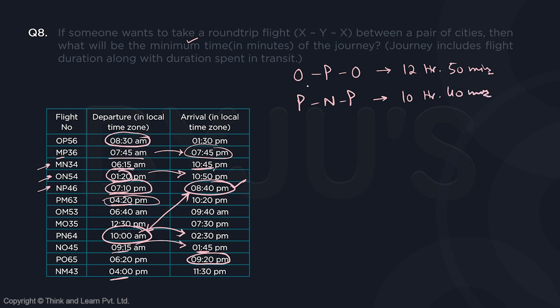So two of the flights I have written. Three of them we have already rejected. Which one is left? I think OM is left. So let's look at OM as well. It starts at 6:40, reaches there at 9:40, and then M to O starts at 12:30, reaches there at 7:30. So the time taken is 6:40 a.m. to 7:30 p.m. Let's calculate that. It is approximately 12 hours and 50 minutes again.